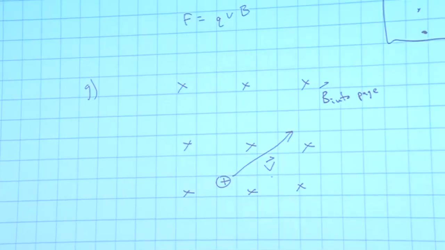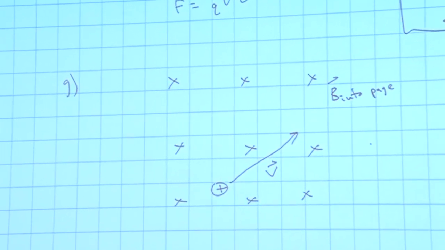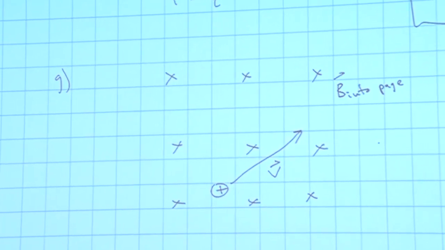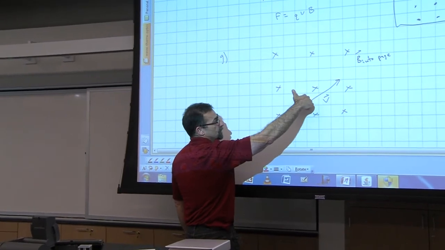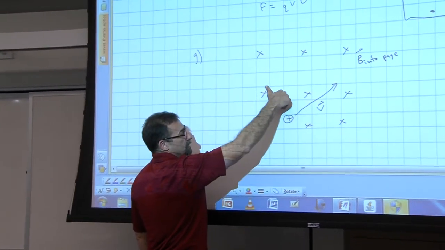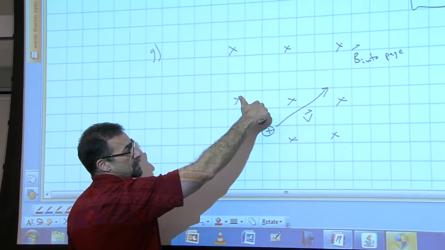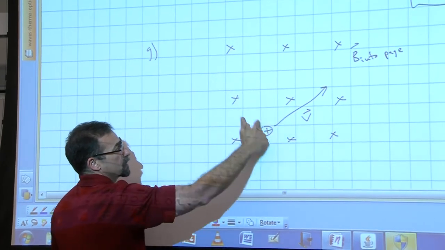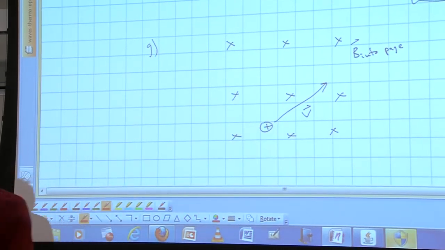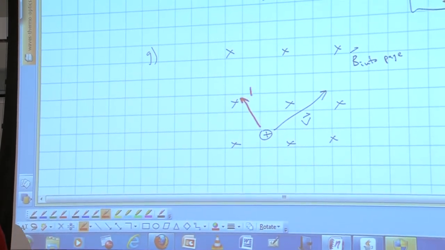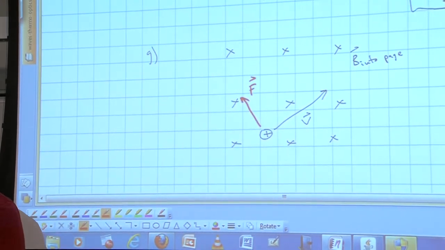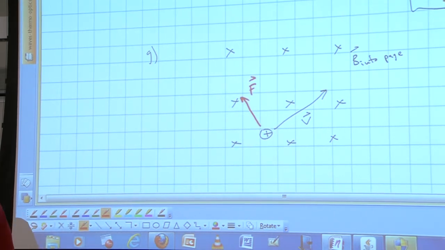How about this one? Direction and the magnitude. Here's in the direction of V. Roll them towards the magnetic field. Your thumb points along the axis of rotation in the direction of the force on a positive charge. So sort of up and to the left there at a 90-degree angle. How's that? And what's the magnitude?